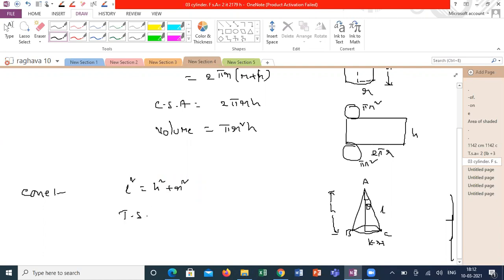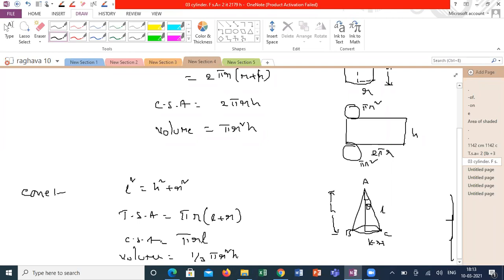And what is the total surface area of the cone? Anyone? Pi r into L plus R. So bottom plus this curved surface area. So curved surface area is pi r L. Volume is 1 by 3 pi r square h, one third of pi r square h.